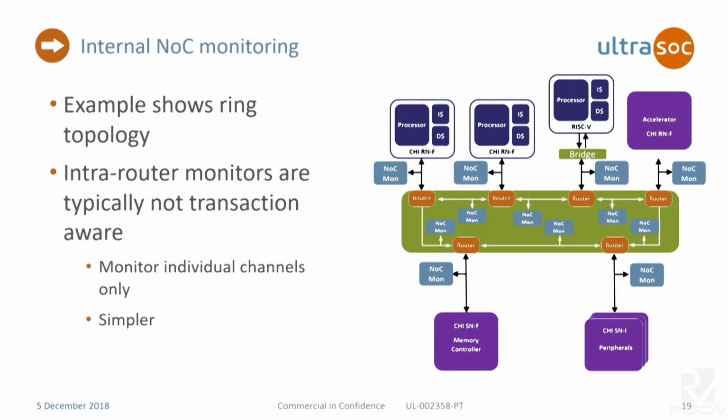In the NOC, you might want to have observability inside the NOC. And in this case, the NOC monitors will be protocol aware, but they won't track outstanding transactions because the number of outstanding transactions in the NOC itself will be unbounded, and the monitors will be huge. And just to reiterate, all these monitors use a private interconnect, so it's not affecting the target system's behavior.